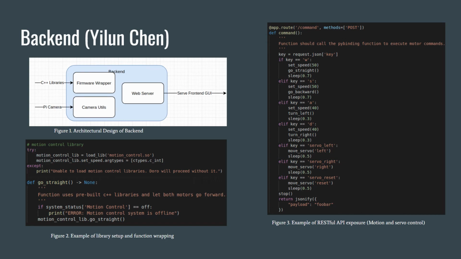On the right side of the screen, we can see an example of RESTful API exposure by our Flask framework. You can see we're exposing all of the motion control and servo control APIs to a RESTful API called /command. It accepts HTTP POST requests, and it's going to extract all the payload from that request if it comes in, and then extract the keys. And then based on the keys, call specific APIs.